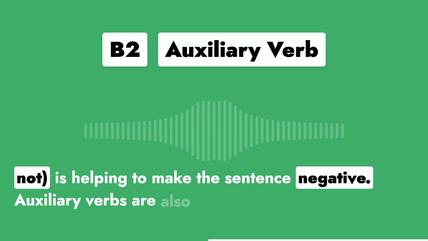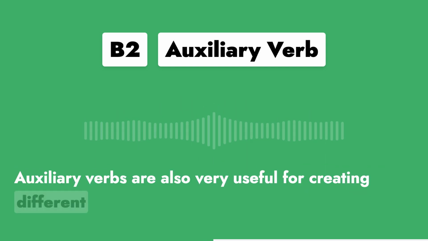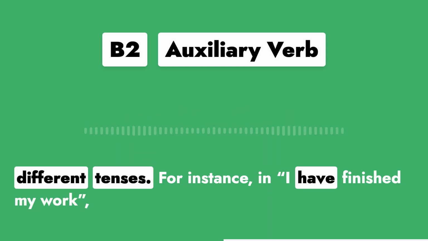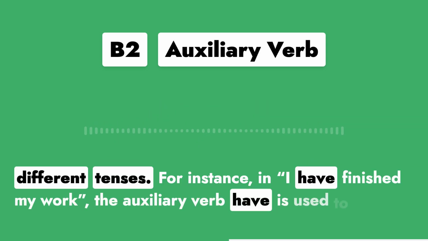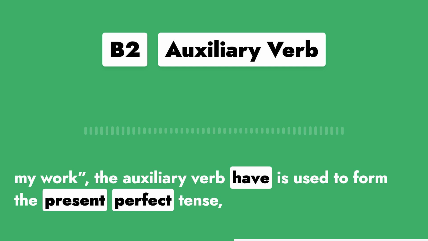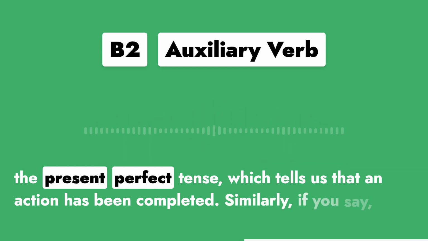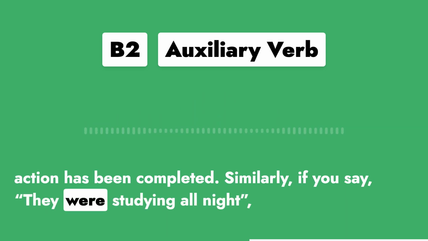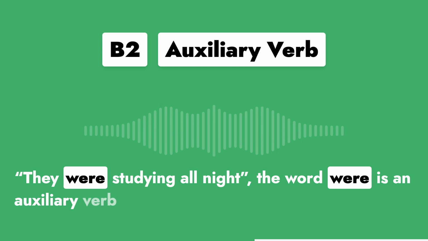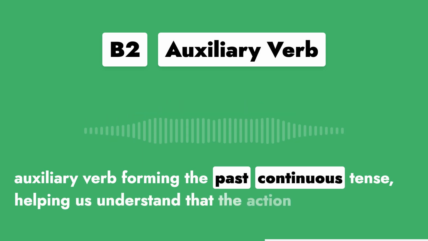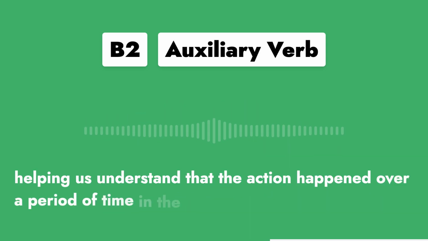Auxiliary verbs are also very useful for creating different tenses. For instance, in "I have finished my work," the auxiliary verb "have" is used to form the present perfect tense, which tells us that an action has been completed. Similarly, if you say, "They were studying all night," the word "were" is an auxiliary verb forming the past continuous tense, helping us understand that the action happened over a period of time in the past.